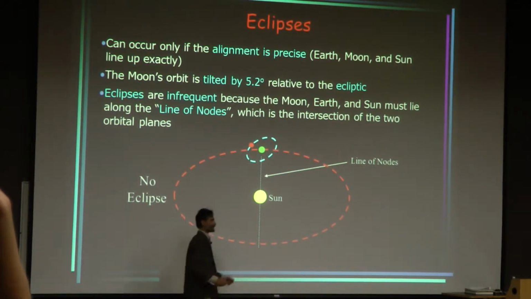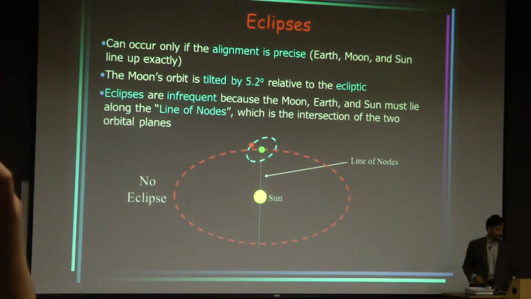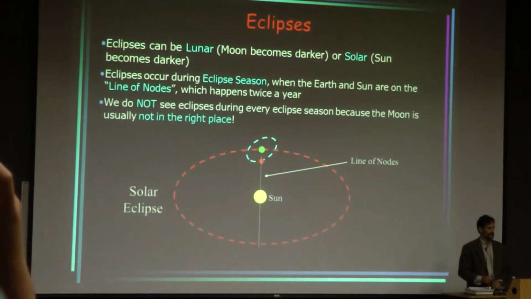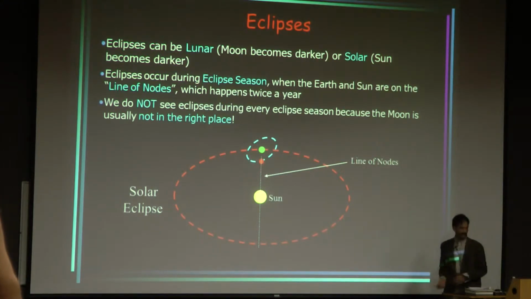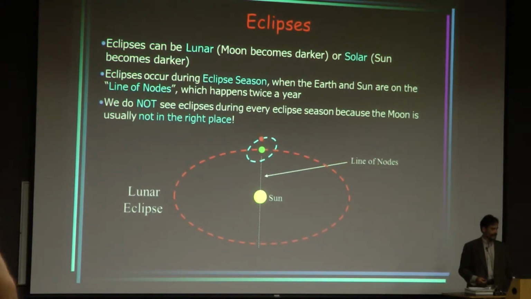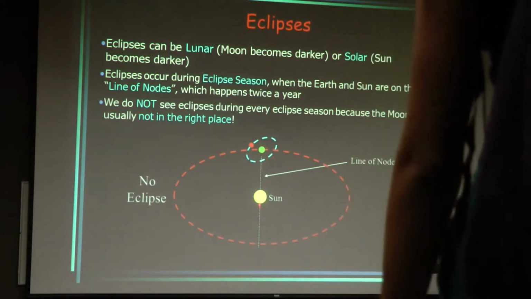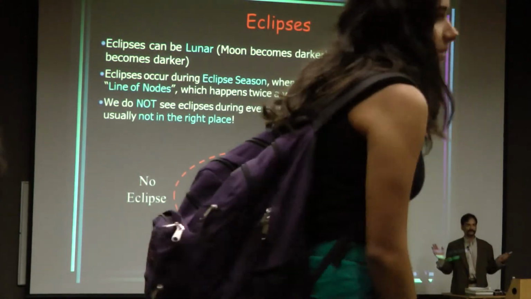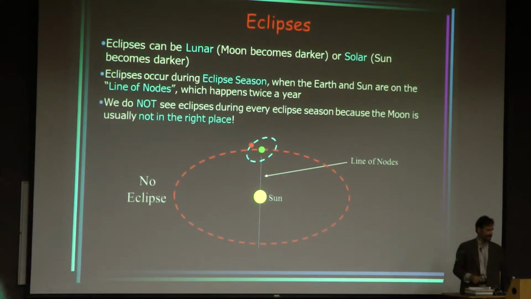So we have to have the Earth on the line of nodes, which means we have to have eclipse season in order for an eclipse to occur. That's a necessary condition, but as we say, it's not a sufficient condition. Think about it logically. We have to have eclipse season, which means the Earth has to be on the line of nodes. But if we don't actually get a new moon or a full moon, like here, the Earth is on the line of nodes, it's eclipse season, but it's not a full moon or a new moon. So even though we have the potential to have an eclipse, we don't actually get one because it has to be a new moon or a full moon.